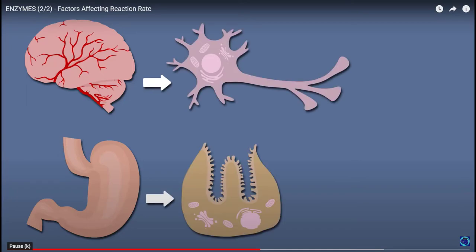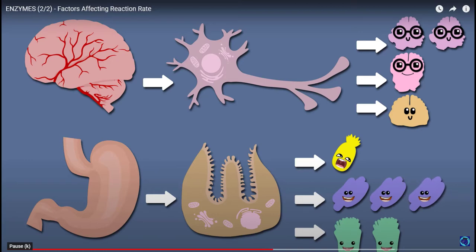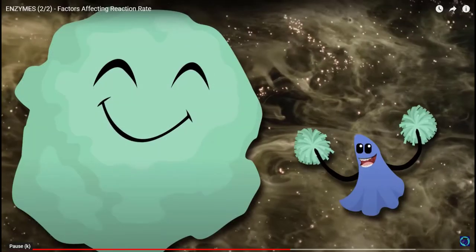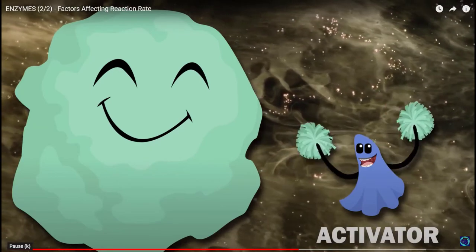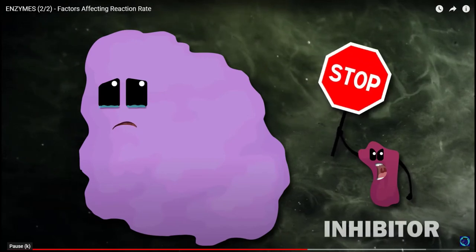In addition, cells in different organs produce different enzymes, and each cell has control over how much of each enzyme it produces, as well as which enzymes go to which organelles. For example, digestive enzymes are found in the stomach, but not in the brain. There are also substances that increase enzymatic activity, called activators, and substances that decrease enzymatic activity, called inhibitors.